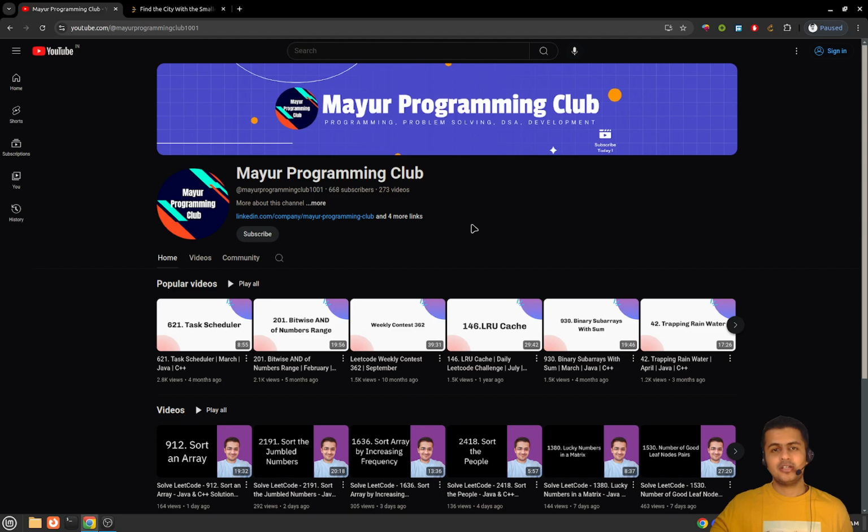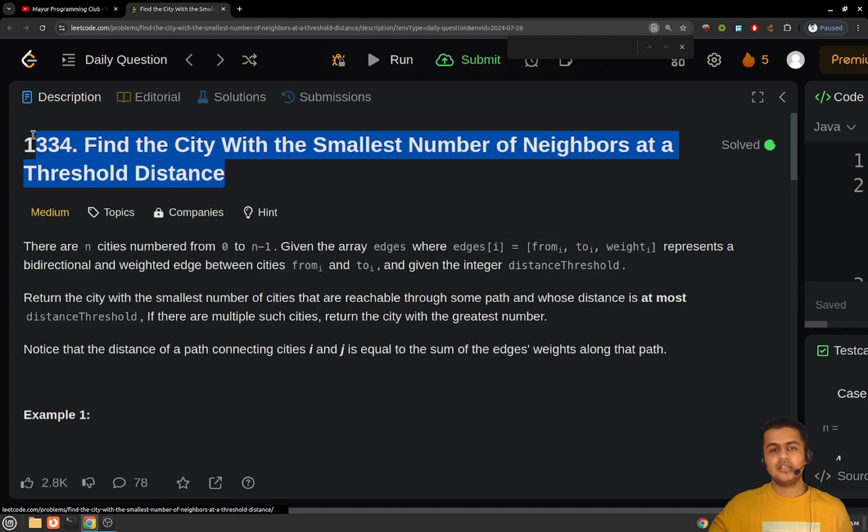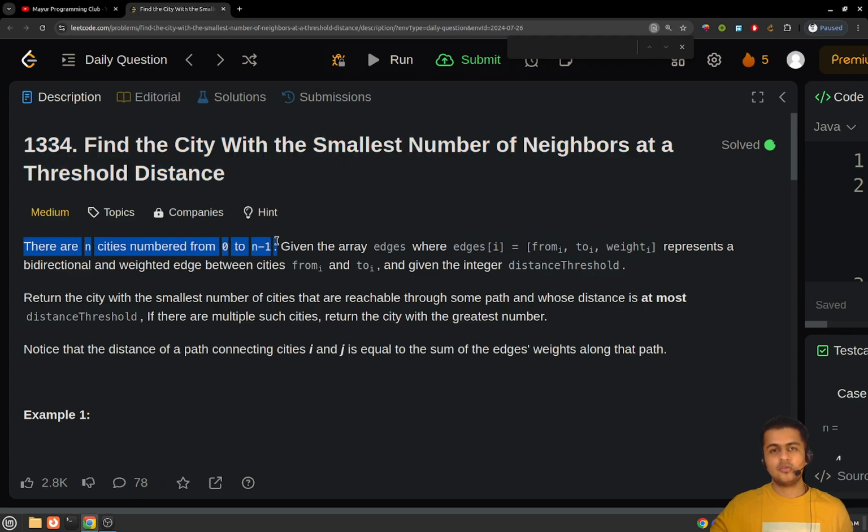Today we will be solving another daily LeetCode problem, and the problem's name is find the city with the smallest number of neighbors at a threshold distance. You will be given n cities, numbered from 0 to n minus 1, and an edges array. Each entry in this edges array represents a connection between two cities, and the weight or the distance between those two cities which are connected by this edge.